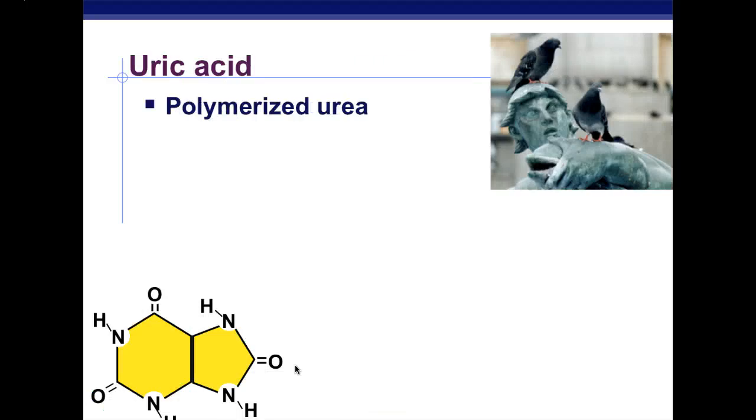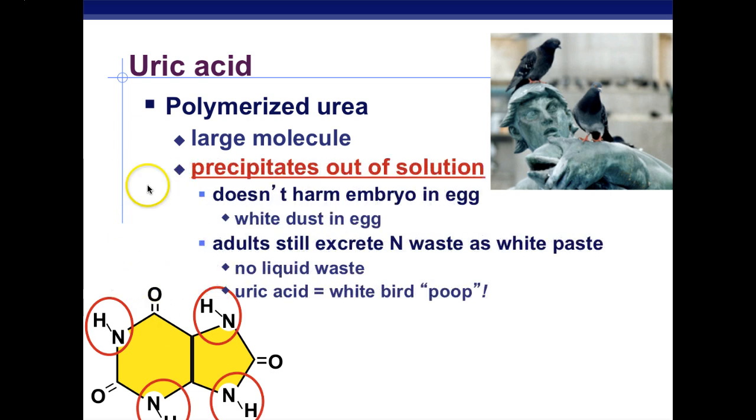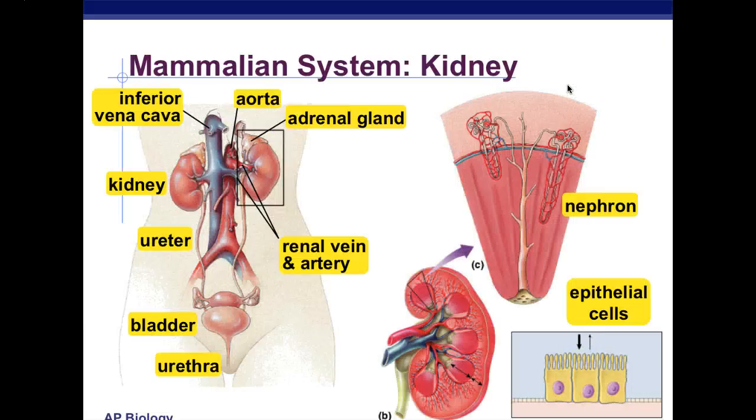And so you've probably all seen uric acid before. Uric acid is polymerized urea, and you can see multiple urea groups there on our uric acid. It doesn't precipitate out of the solution, so it doesn't harm the embryo inside of the egg, and forms a white dust. Adult birds and reptiles still produce this white paste with no liquids, and this is what you know as the lovely white component of bird poop. So birds don't actually pee. They only produce waste in solid form. The white part of bird poop is actually their nitrogenous waste, or what would be our equivalent of urine.